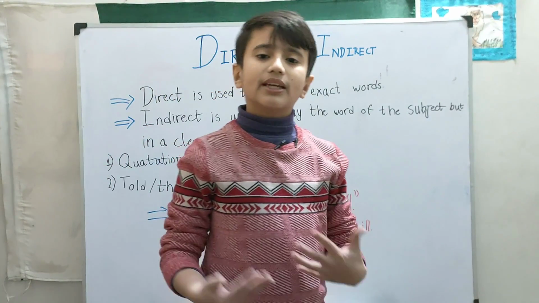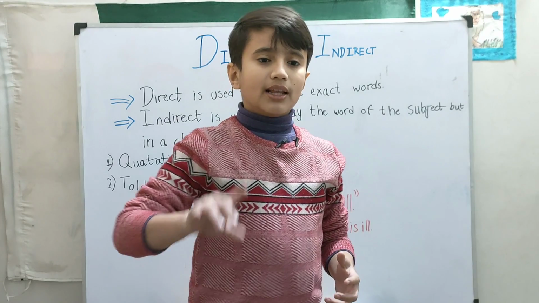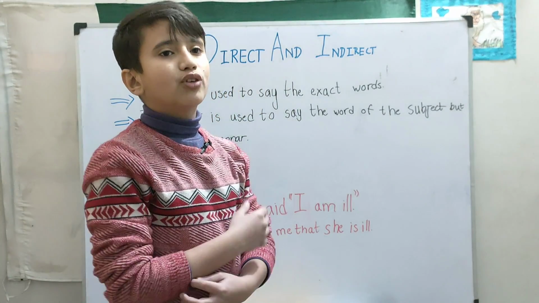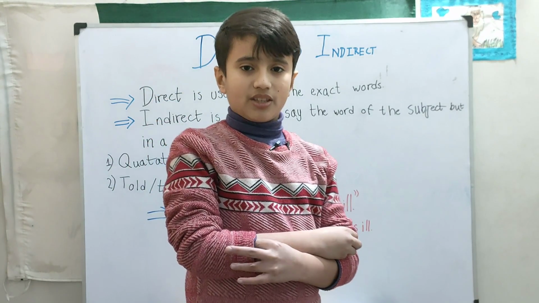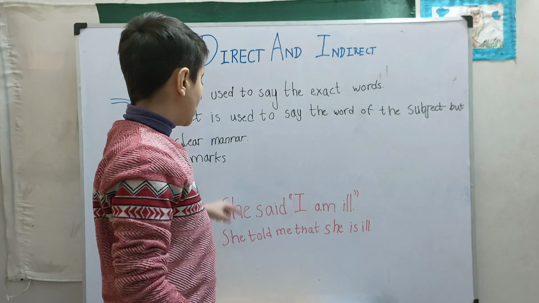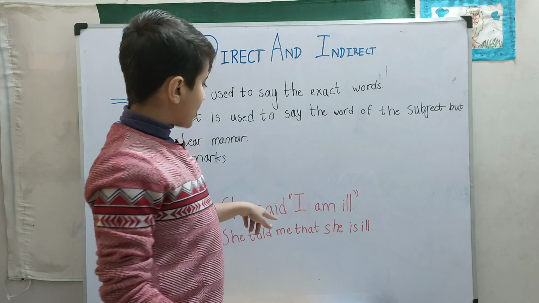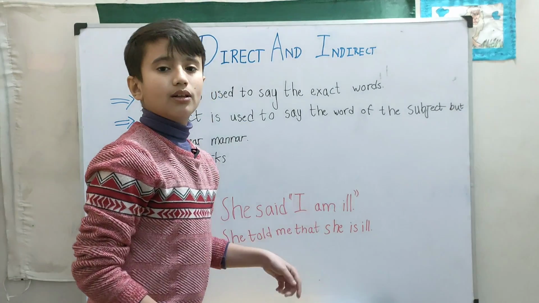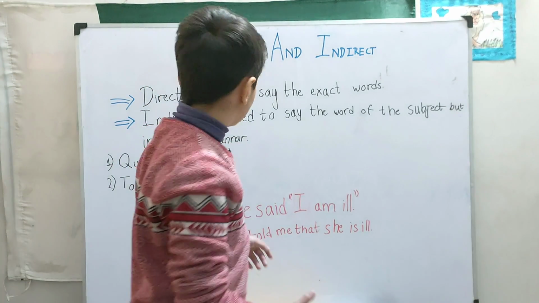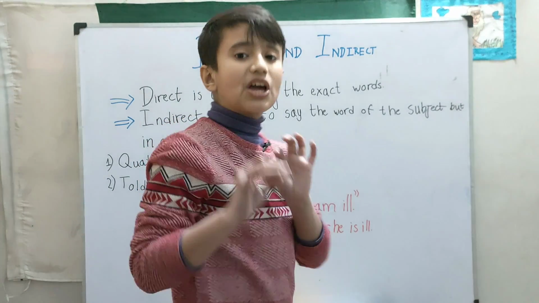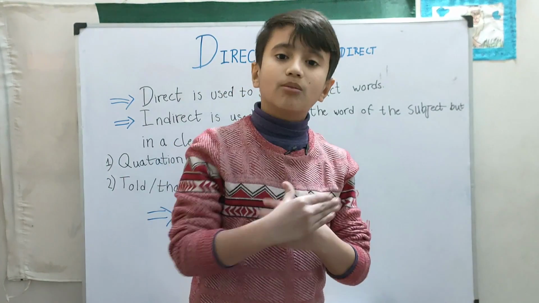Direct is used to say the exact words of our subject. For example, she said, whoever said, like my sister, Shehzadi. So, in exchange for the pronoun, we can use a noun, that is Shehzadi. Shehzadi said, she said, I am ill. She said, I am ill. So, we are saying the exact words. This is what she said. This is the exact words. This is the same to same words.